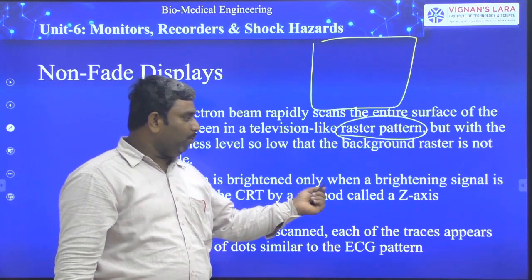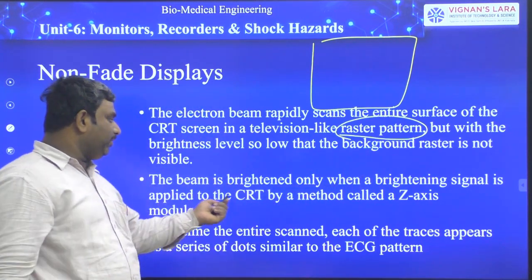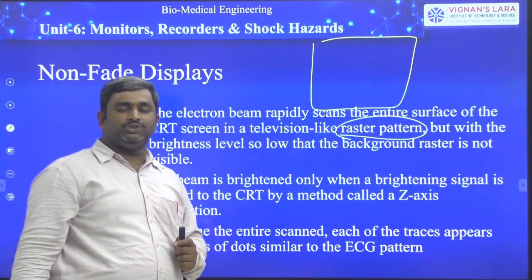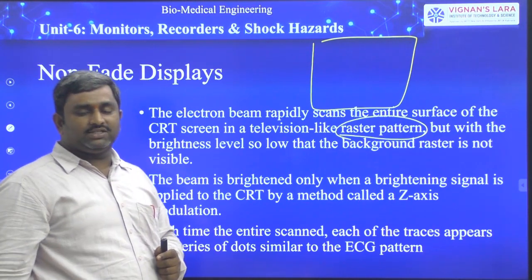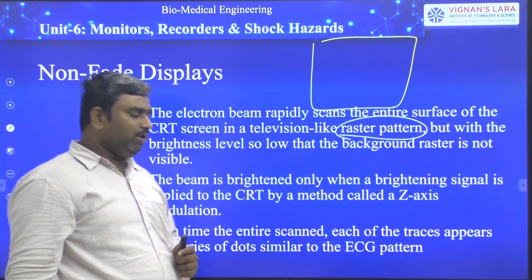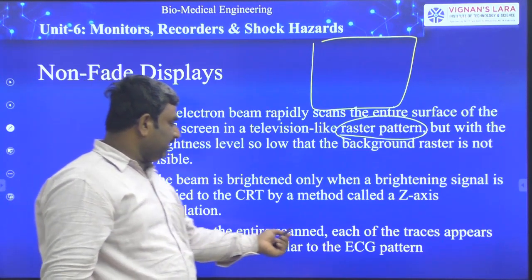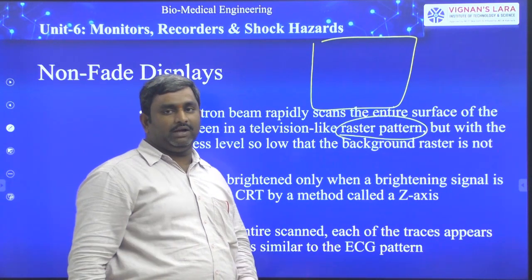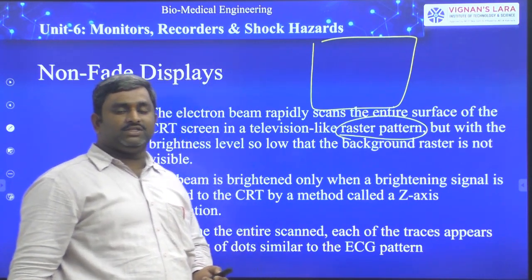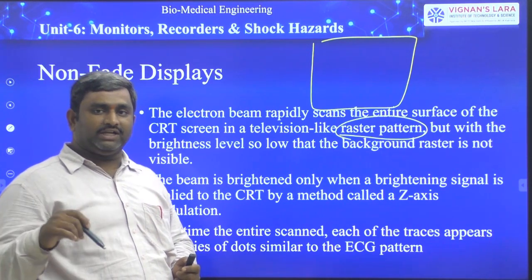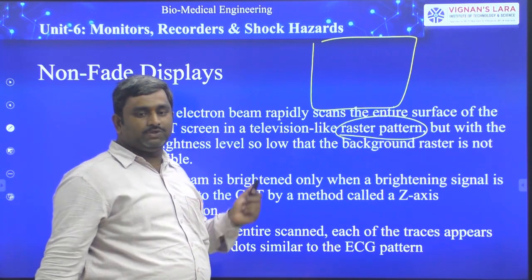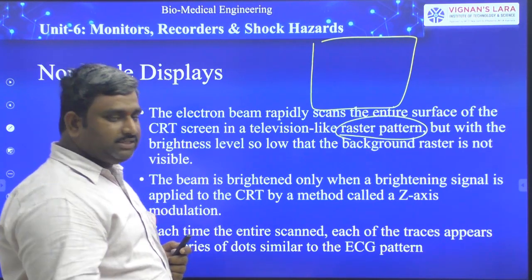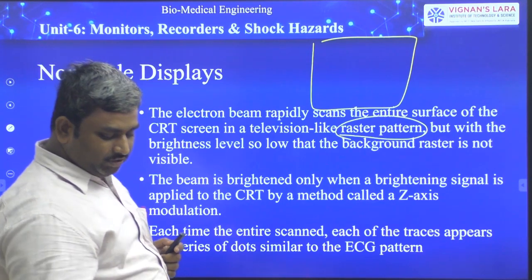The beam is brightened only when a brightening signal is applied to the CRT by a method called Z-axis modulation. So here we have some Z-axis modulation. With the help of Z-axis modulation, we can display the signal. Each time the entire screen is scanned, each of the traces appears as a series of dots similar to the ECG pattern. So in the non-faded display, as I said previously, we will get a signal in a dotted fashion. That type of dotted signal you can observe in the CRT displays. So these are some examples of CRT based displays.